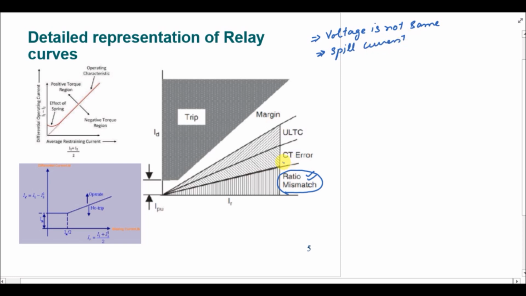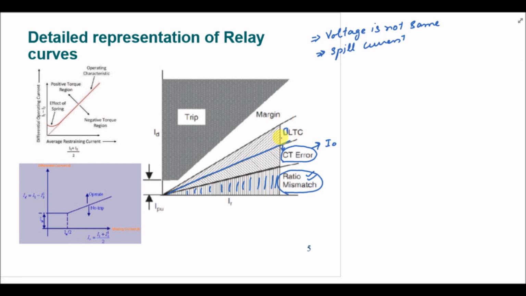Similarly, we know that there is a CT error because of I naught, the magnetization branch current. So this is the margin that is added due to the CT error, and this is the margin that is added because of the ratio mismatch of the CT. The third one is the on-load tap changer. If the on-load tap changer is operated in the transformer, then there is a chance that we have different currents in the primary as well as the secondary that we have to compare.